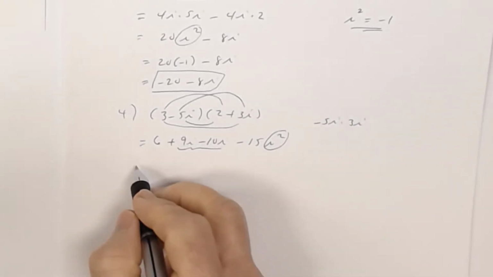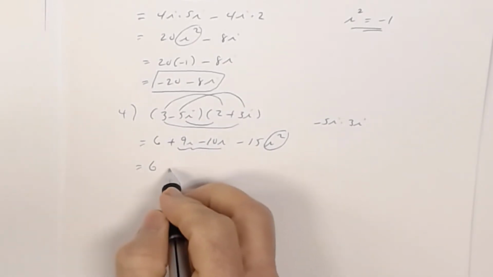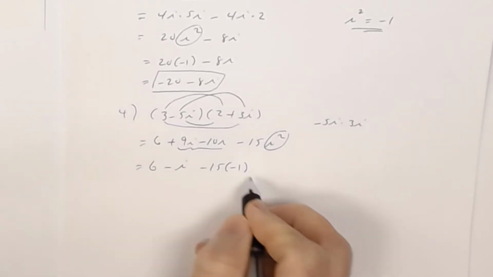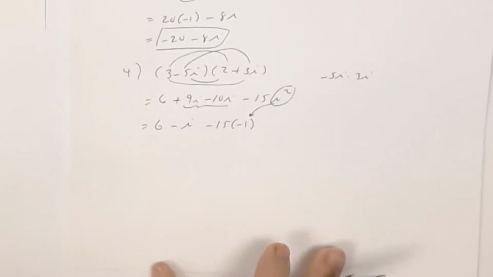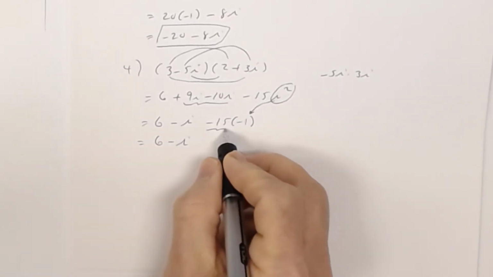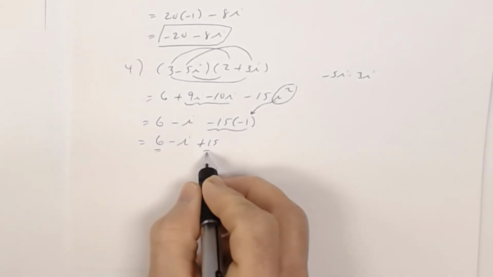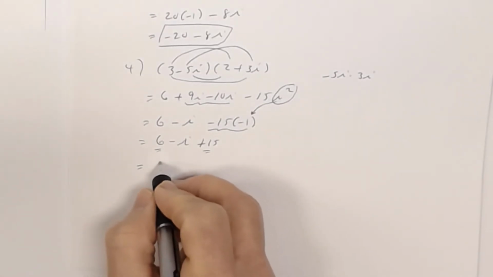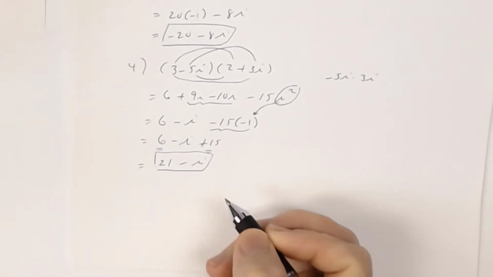And so now we get 6. A positive 9i and a negative 10i is a negative i. And then I have minus 15 times a negative 1, because i squared is equal to negative 1. Okay, now let's go ahead and simplify this. So I get 6 minus i. A negative 15 times a negative 1 is a positive 15. And then all I do is just add the 6 and the 15 together. And so when I add 6 and 15 together, I get 21 minus i. And so that's the answer to number 4.